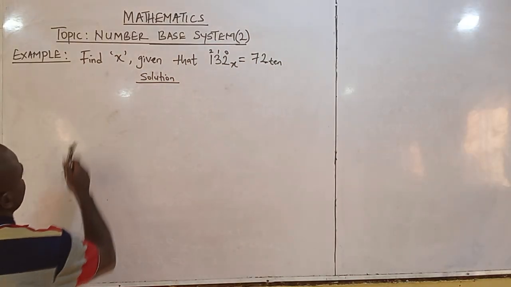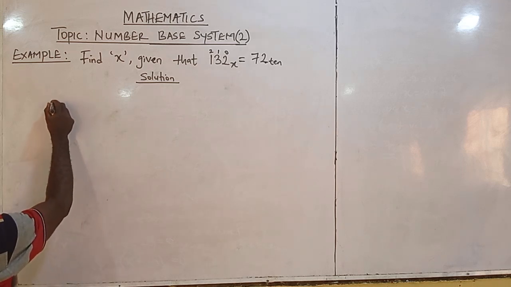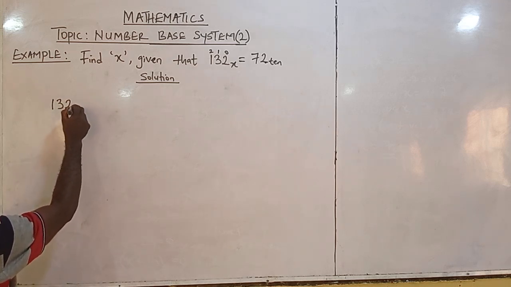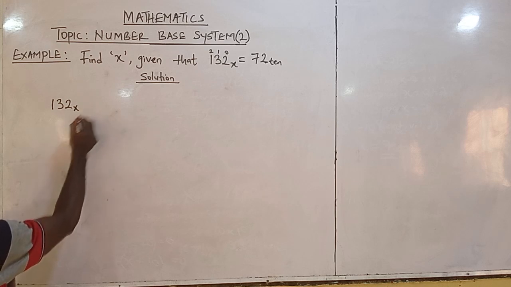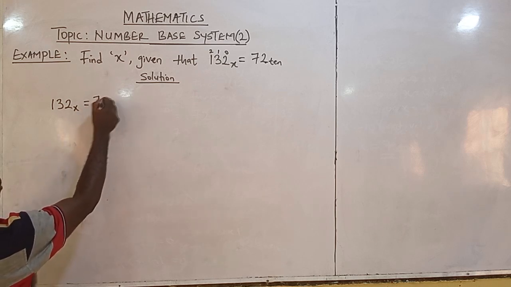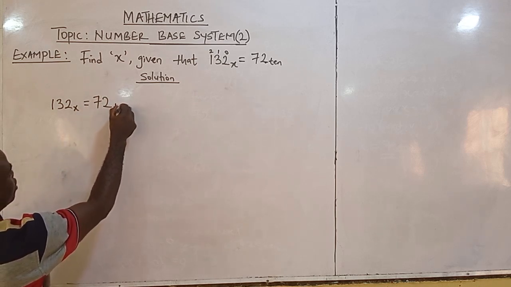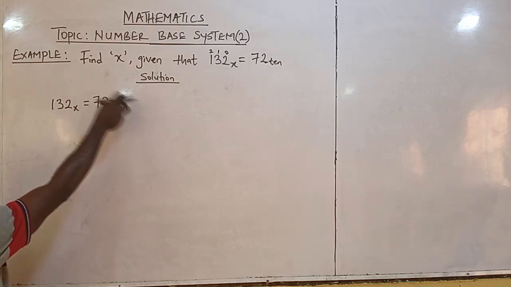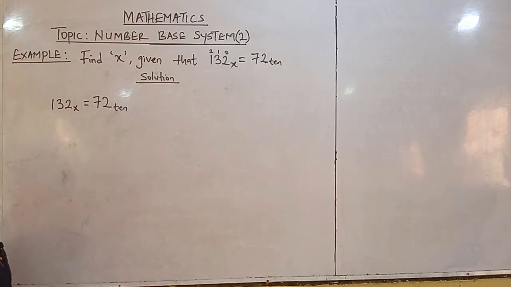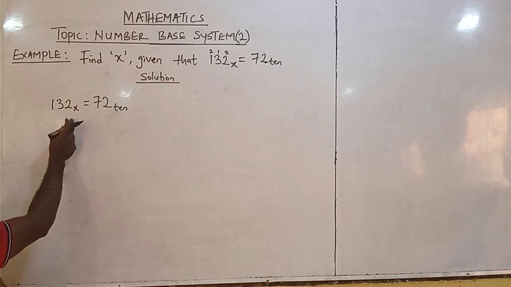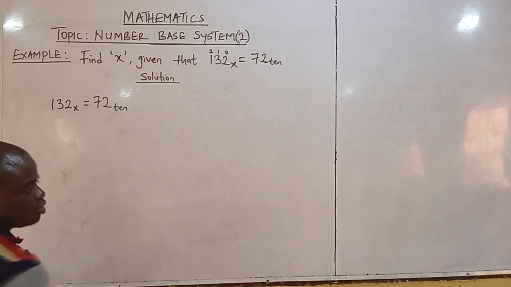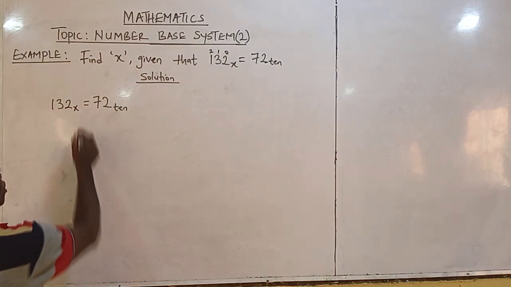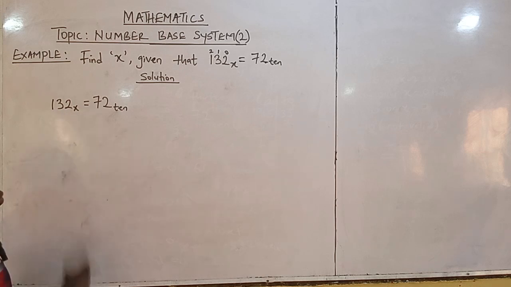Let's see, we're having 1, 3, 2 base x equals 72 base 10. You're already given this side to be base 10. You don't need to multiply each of them with the base. It is the left hand side that you are going to multiply, because it's the one that has the unknown.